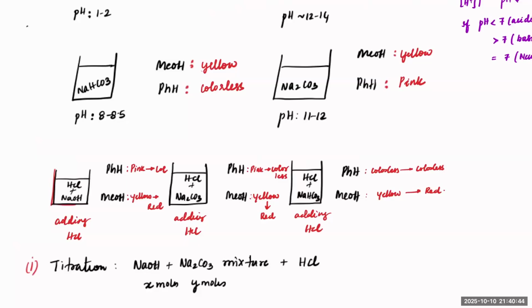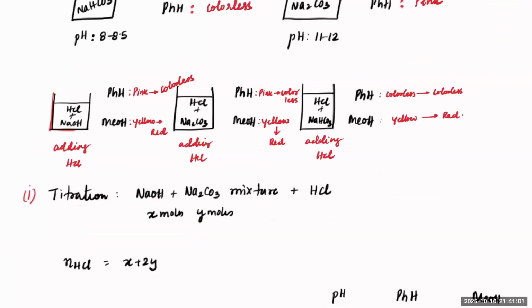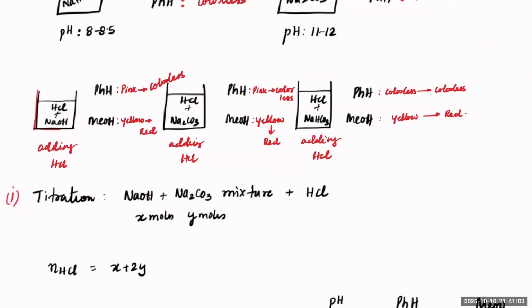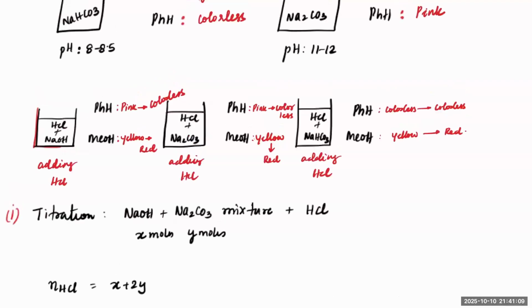During the titration, pink to colorless, HCl and NaOH, that is colorless. Let me write fully. Okay? In these three cases, you should know how the color is changing with different indicators.